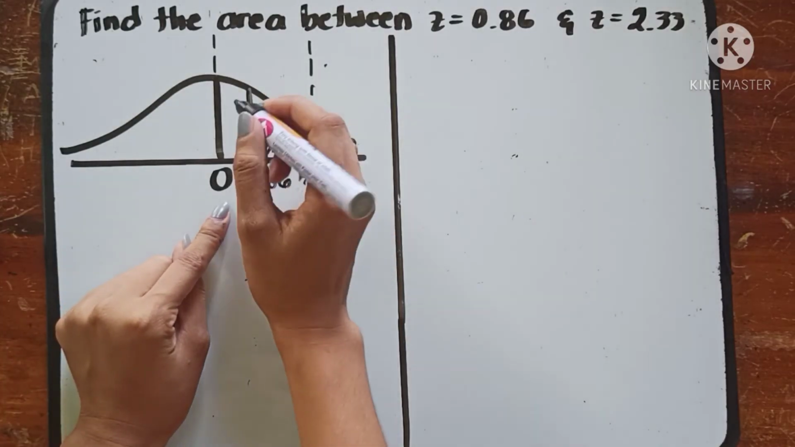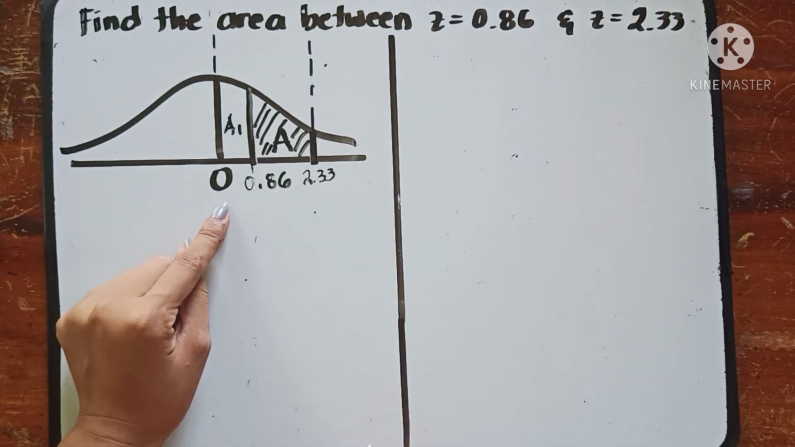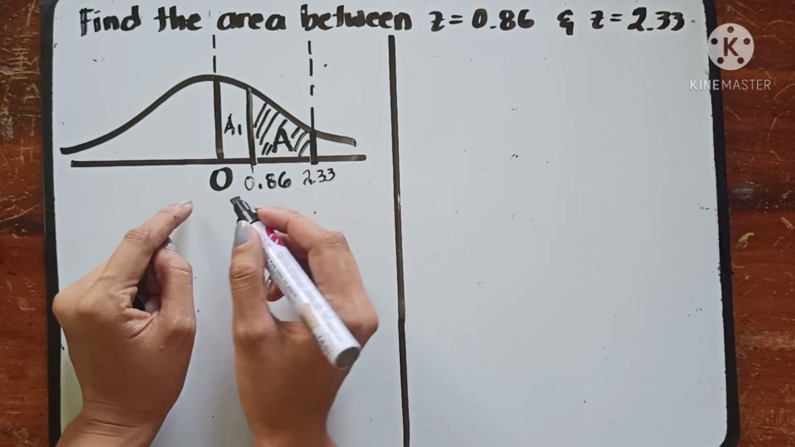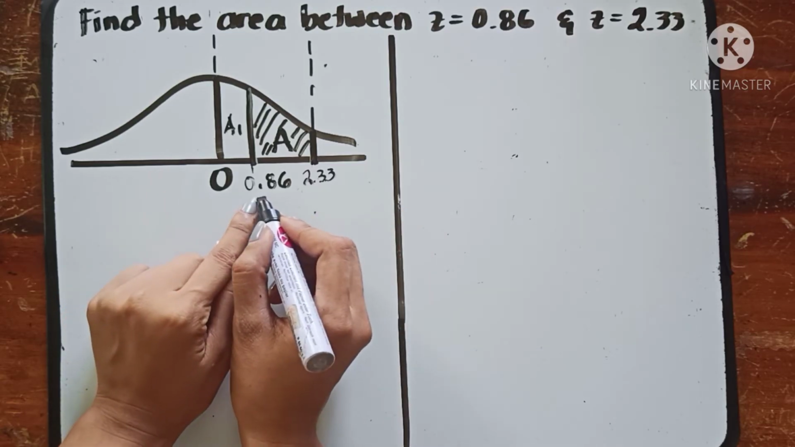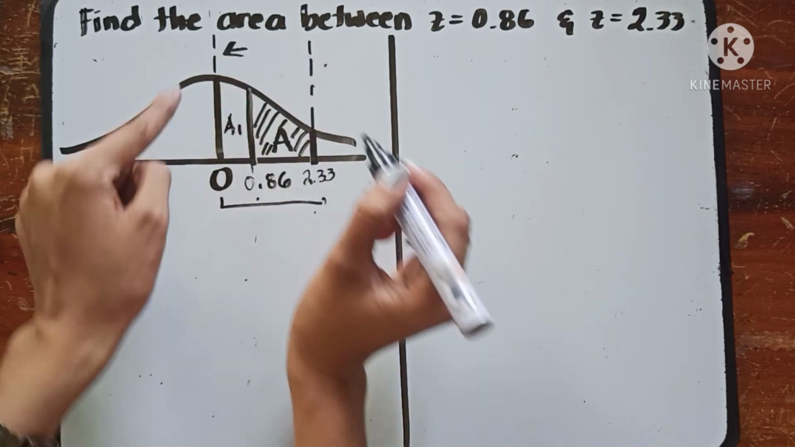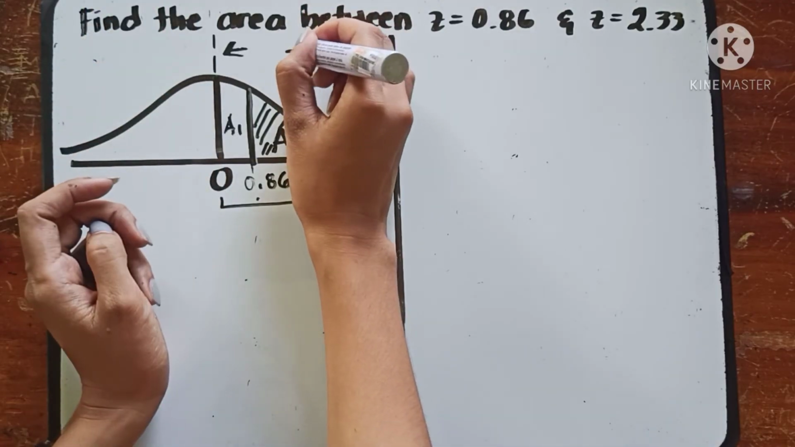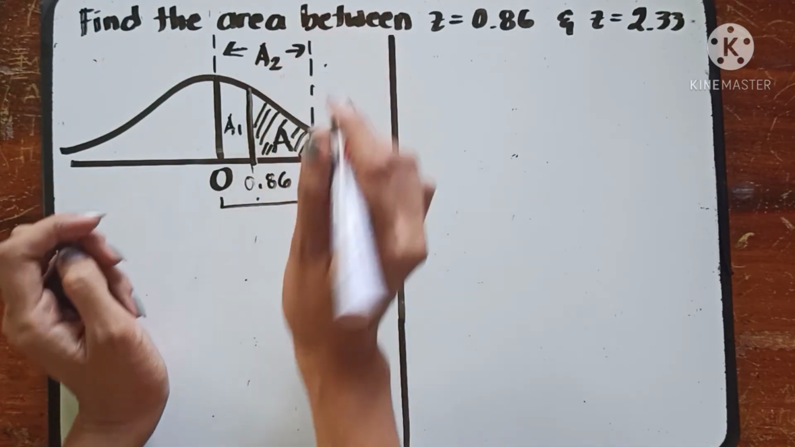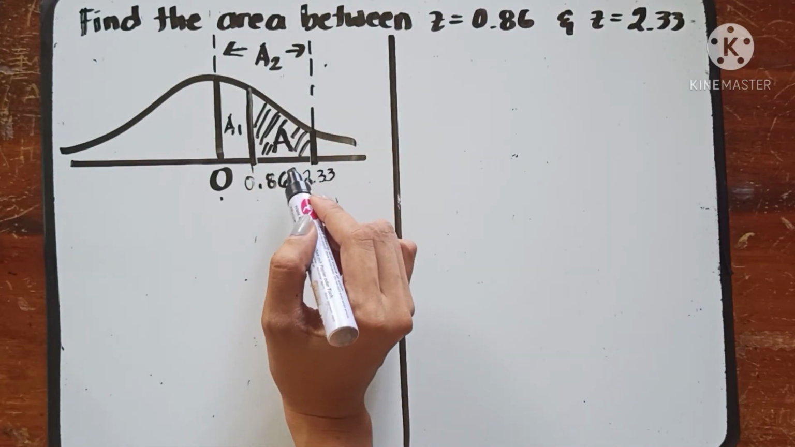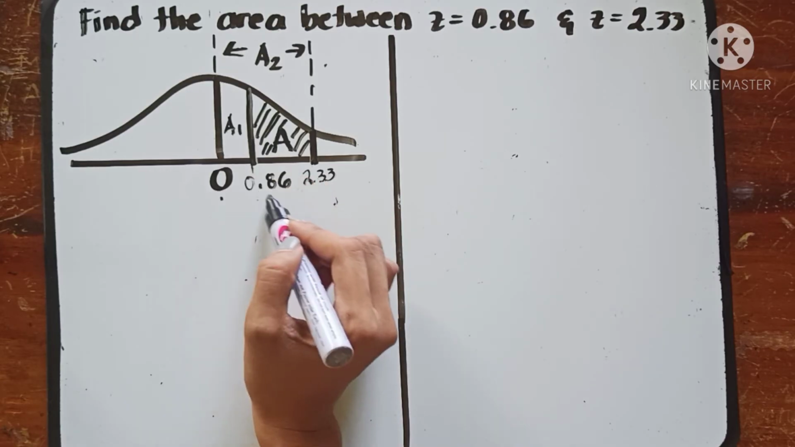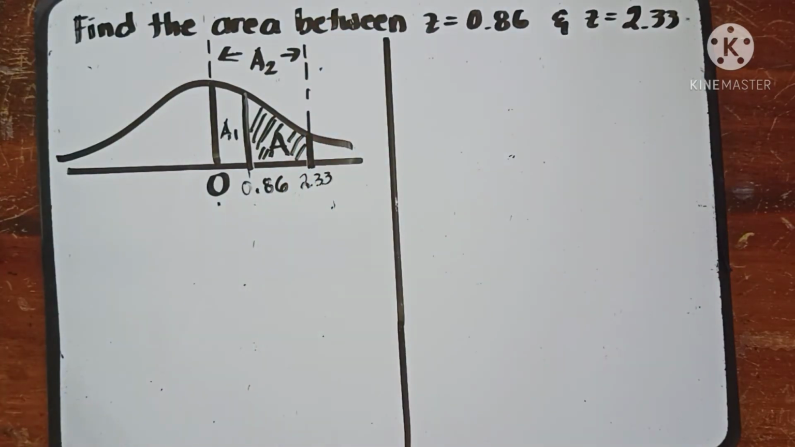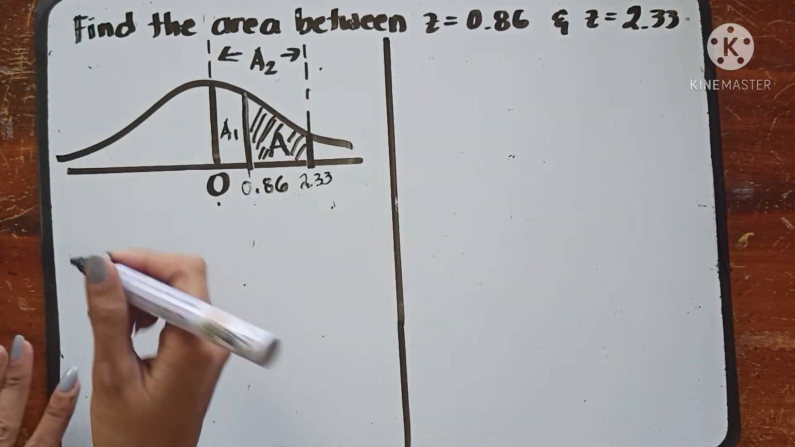Ito yung magsisilbing A sub 1 ko. From 0 to 0.86, ito yung A sub 1. And yung A sub 2 ko naman is from 0 to 2.33. Again, 0 to 0.86, this is our A sub 1. And yung A sub 2 naman natin is 0 to 2.33. Okay? So, yung A natin, ito yung shaded, ito yung hinahanap natin na area. Yung A sub 1 natin, 0 to 0.86. Ang A sub 2 natin, 0 to 2.33.